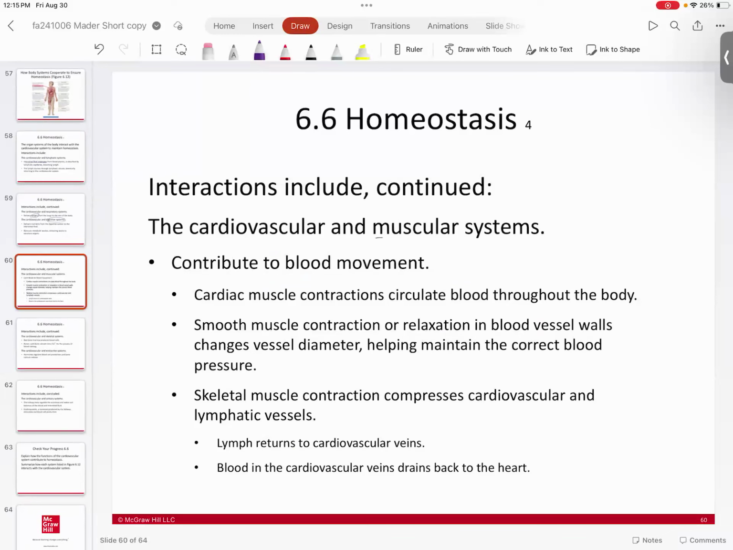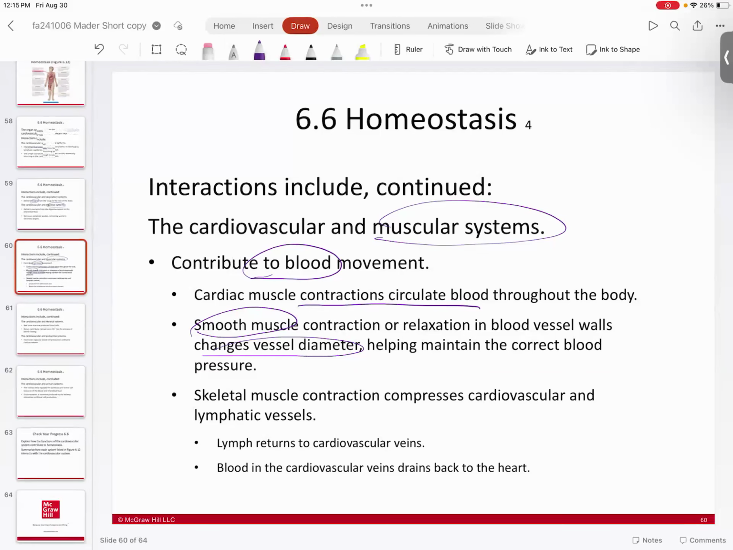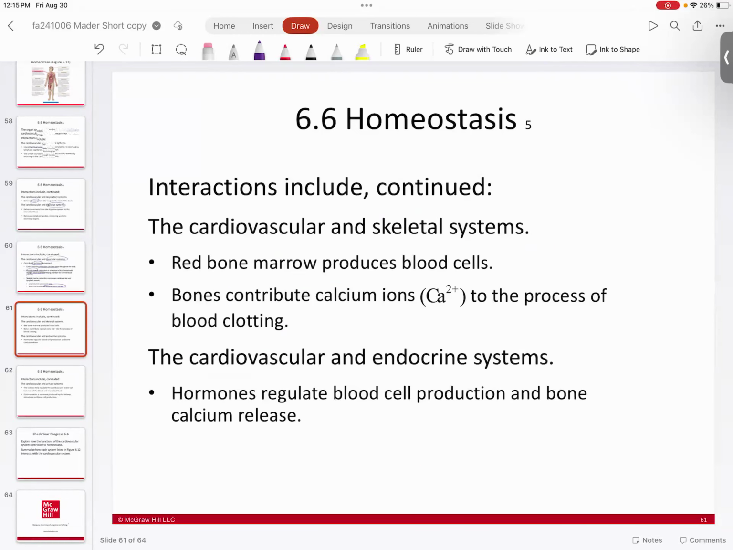The cardiovascular system also interacts with the muscular system in order to provide blood and nutrients. Your cardiac muscle is contracting and circulating blood throughout the body, but your smooth muscle, which is associated with your organs and vessels, needs to contract and relax. Ultimately, they maintain the vessel diameter, and that's part of blood pressure. Skeletal muscle contraction, we took a look at that too, because it was part of venous blood return, getting blood back to the heart. So you can see how there are interactions with the muscular system as well.